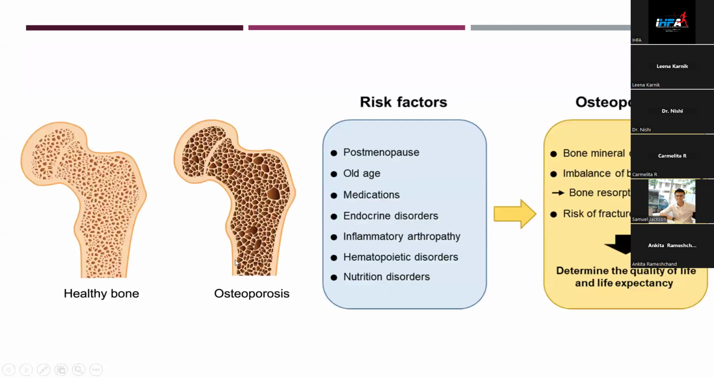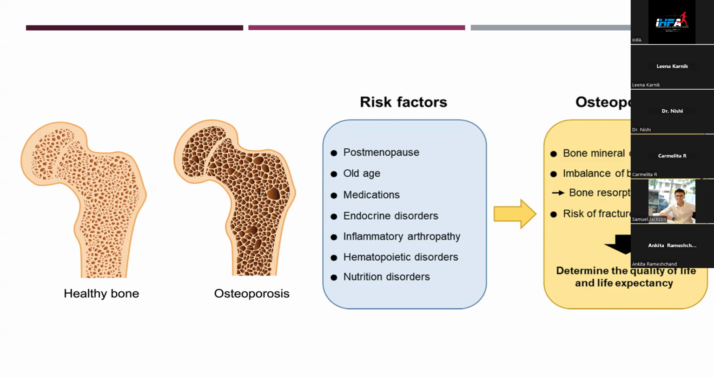So as you can see in this picture, on the left-hand side, you can see how healthy bone is, very compact. The framework is perfect. It is in one line. But in osteoporosis, you can see many holes, right? These holes make the entire bone very spongy, very porous, and one sudden crack from outside can lead to multiple fractures. So there are different risk factors of osteoporosis.